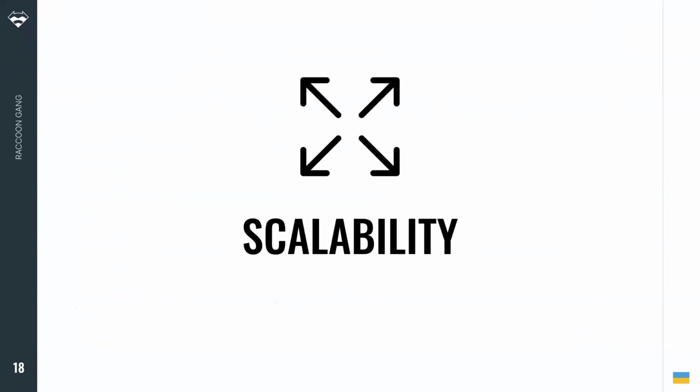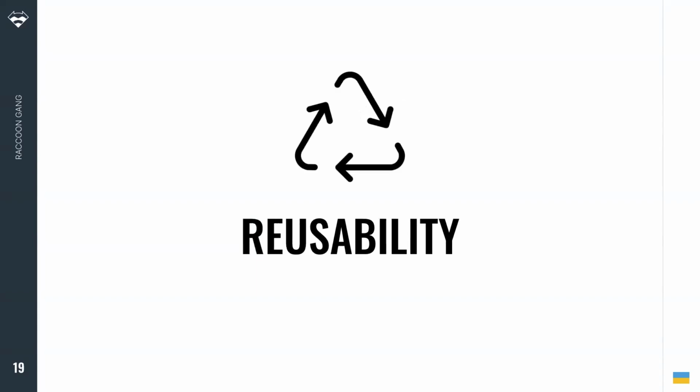Scalability. Since modules are self-contained, it's easier to add or remove features as the application grows. This flexibility allows developers to build scalable apps that can evolve with changing requirements. Reusability. Modular architecture promotes the creation of reusable components that can be easily shared across multiple projects or within different parts of the same project. This reusability can lead to increased productivity and reduced development time.